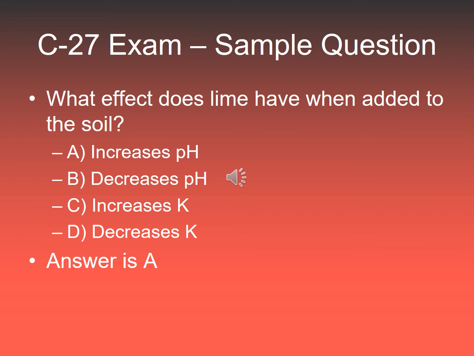Another question, what effect does lime have when added to the soil? Does it increase the pH, decrease the pH, increase potassium, decrease potassium? In this case, lime is added to a soil that's too acidic. So lime is mostly calcium carbonate. It will make the soil more alkaline, less acidic, and a less acidic soil has a higher pH. The pH scale is kind of backwards. If we talk about acidity a lot, the higher the acidity, the lower the pH. So the correct answer is A.